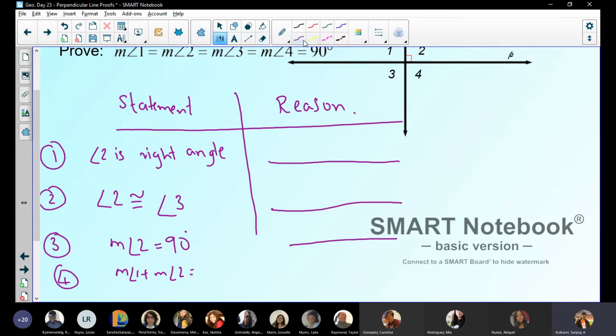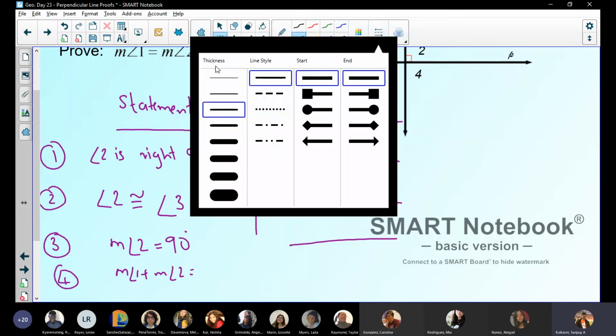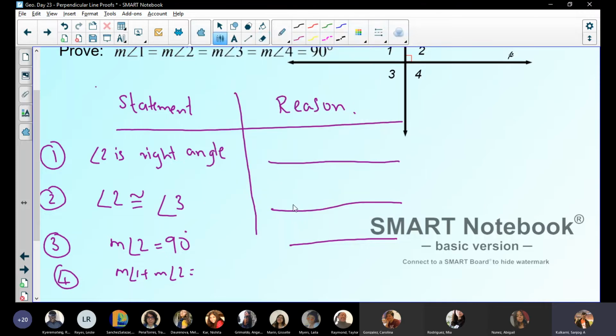Please number your reasons. I'll check them as I'm writing the steps. So whenever you have the reasons, please number them, and that particular reason as well.